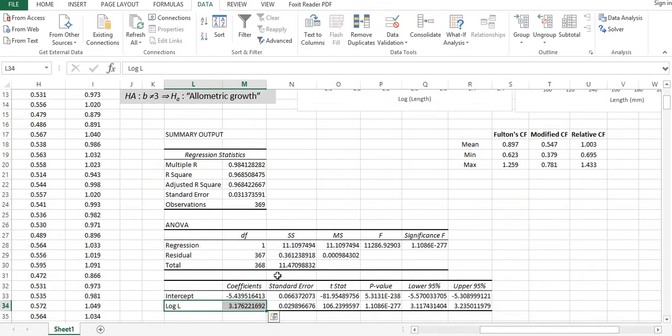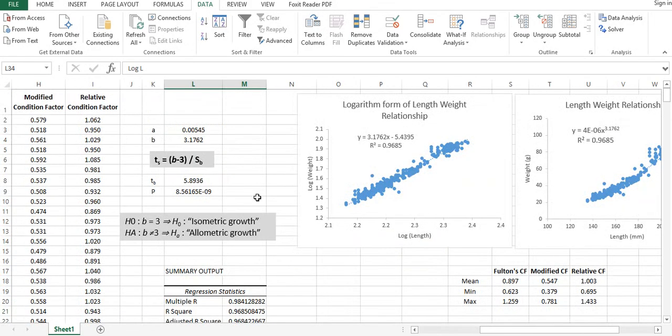Now the thing is that our b value is 3.17, so in general theory it is positive allometric. But whether your b value is significant or not, you have to check. So that's why we put a statistical hypothesis.